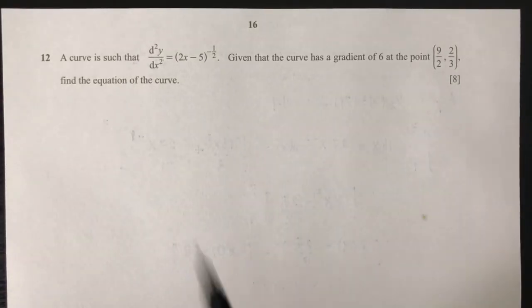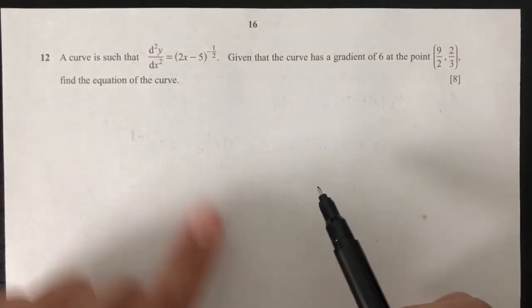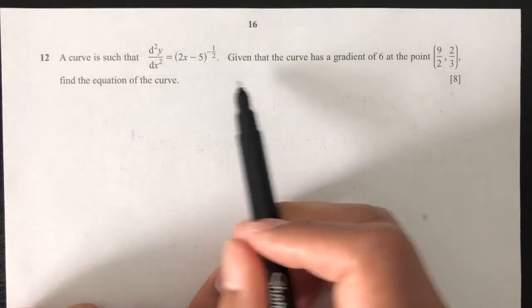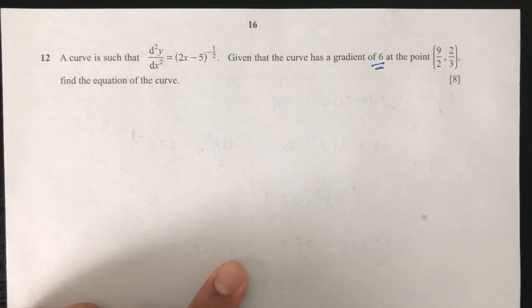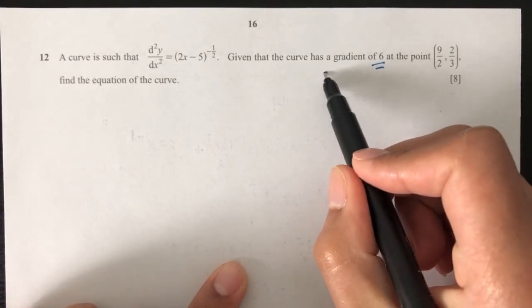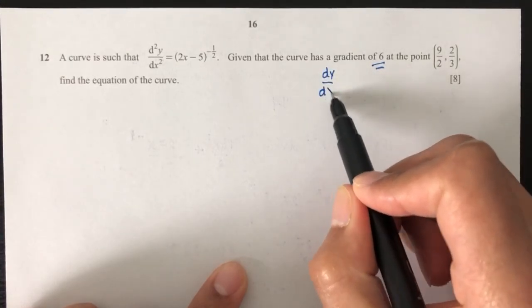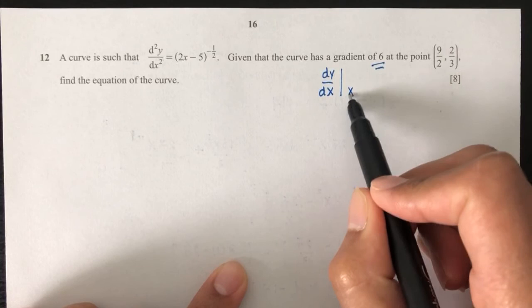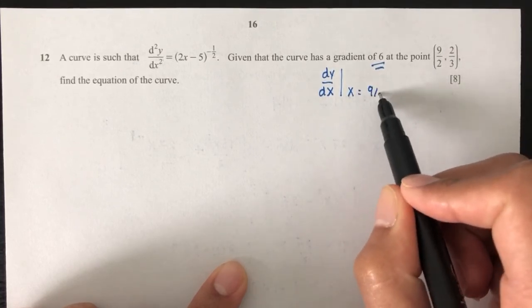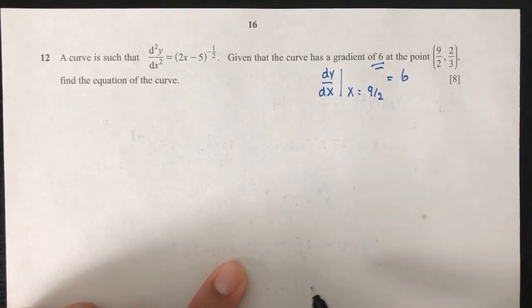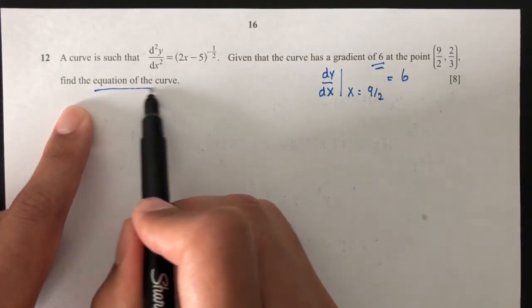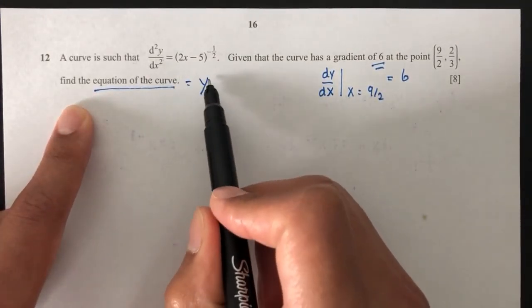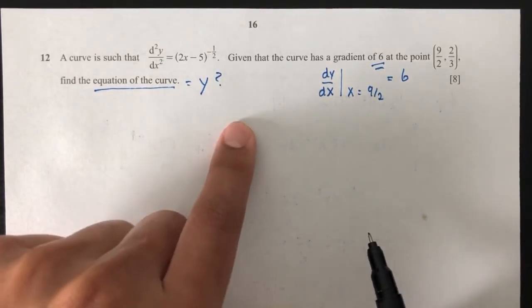So here we have d2y by dx2 equal to this one. Now given that the curve has gradient 6 at this point, so what is gradient? Gradient is usually dy by dx actually. dy by dx at x equal to 9 over 2 is equal to 6. This is given to us. Find the equation of the curve. So the equation of the curve is actually find the value of y. So how can we find y?